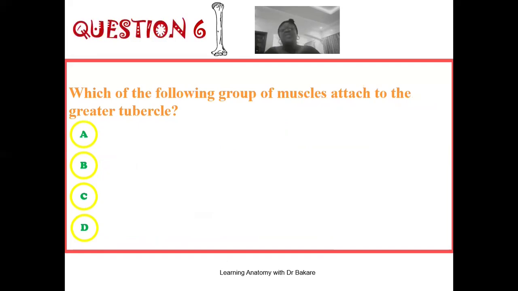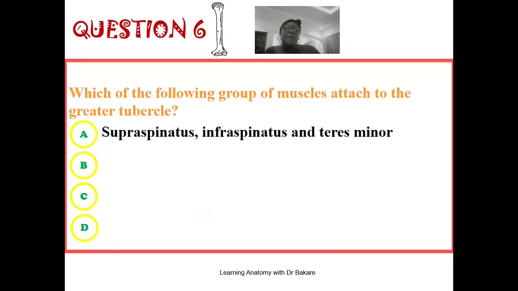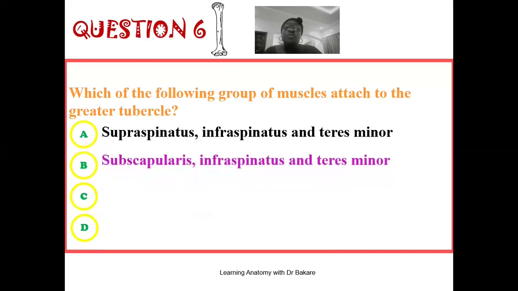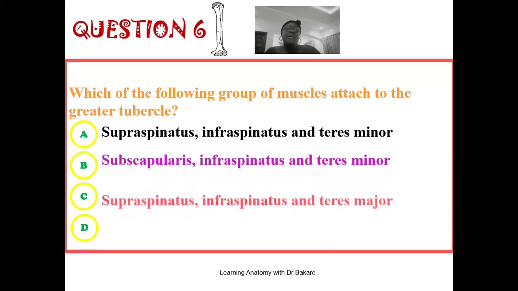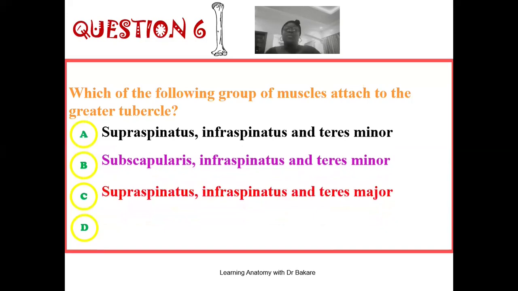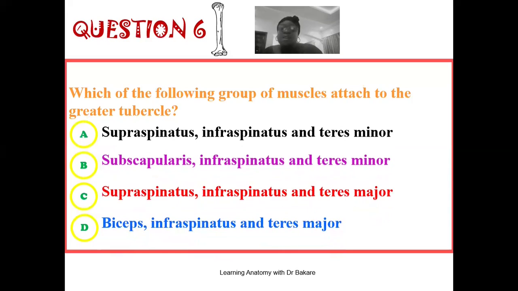The sixth question here reads: which of the following group of muscles attach to the greater tubercle? Is it the supraspinatus, infraspinatus, and the teres minor? Is it the subscapularis, the infraspinatus, and the teres minor? Is it the supraspinatus, the infraspinatus, and teres major? Or is it the biceps brachii, the infraspinatus, and the teres major?